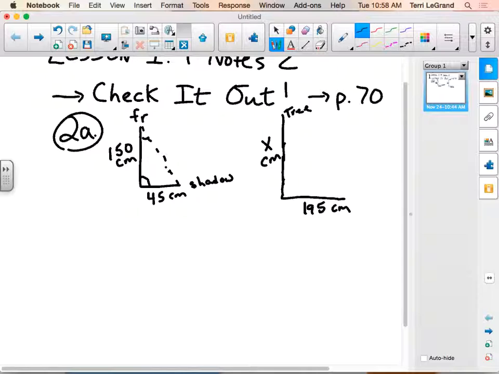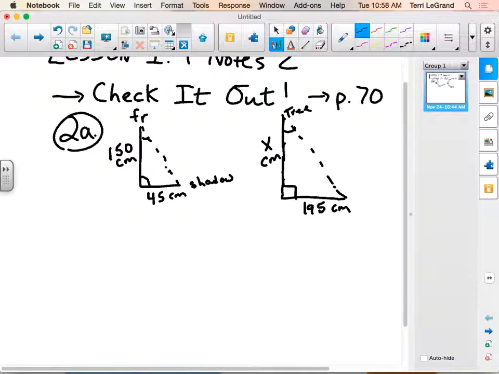And again, we will just connect the top of the tree with a dashed line to the end of its shadow. We have a right angle with the ground, same time of the day, so this angle is the same as that one. We have triangles of the same shape, so now we can set up a proportion model.